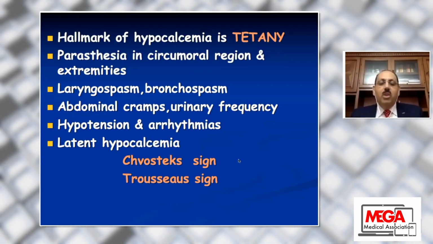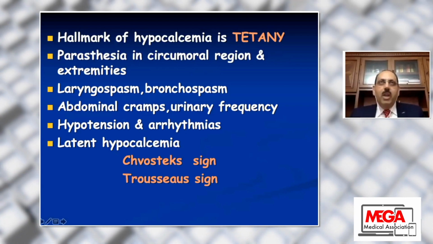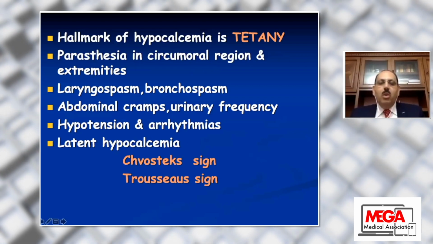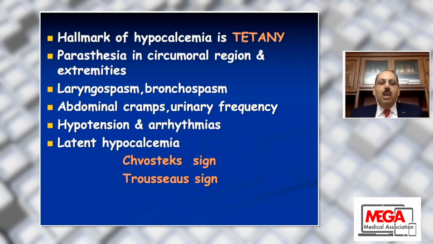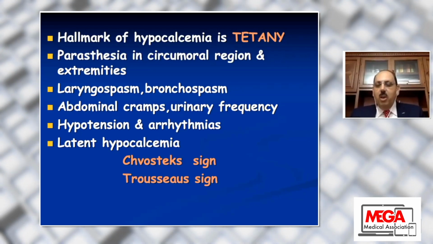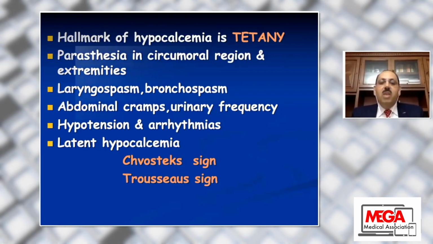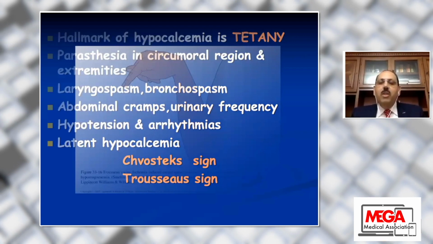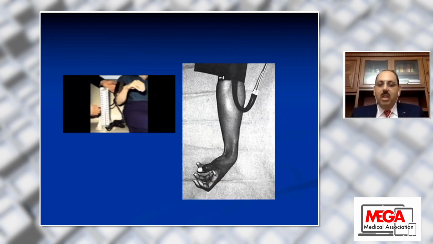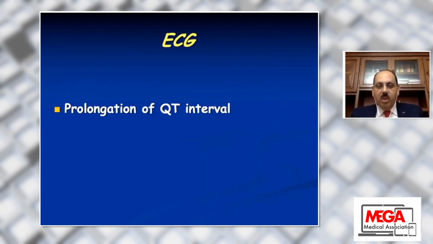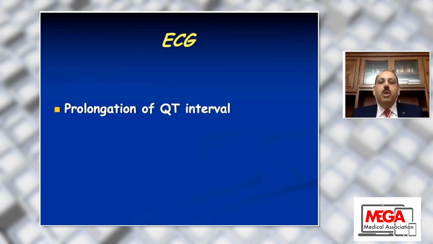Chvostek sign: tapping on the facial nerve in front of the external auditory meatus will cause ipsilateral facial muscle contraction. This is due to hyperexcitability of the facial nerve. Also Trousseau sign, where inducing ischemia by inflation of the blood pressure cuff for more than 3 minutes will induce carpopedal spasm. The physiognomic feature in ECG in hypocalcemia is the prolongation of the QT interval.